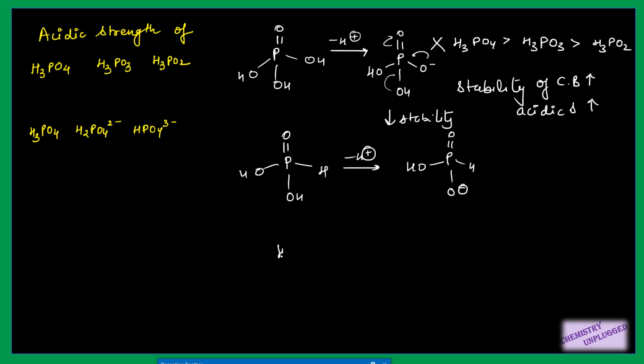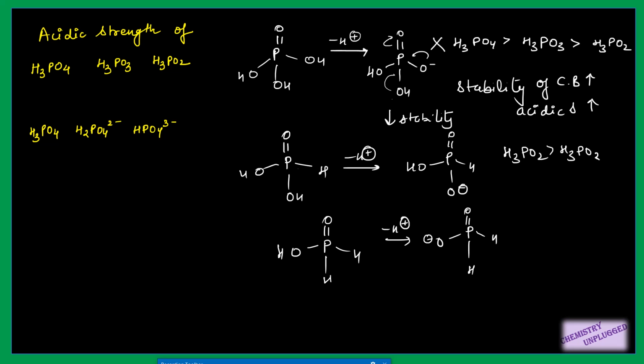If you take H3PO2 and form its conjugate base, there is no cross conjugation, right? It is stable. That is why you have the correct order H3PO2, then H3PO3, and then H3PO4. This is the correct order of acidity.